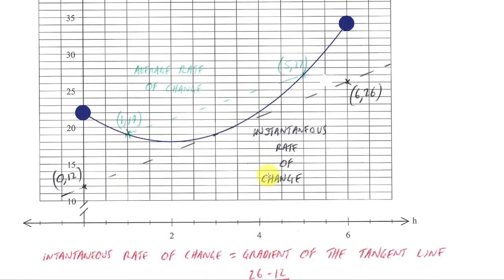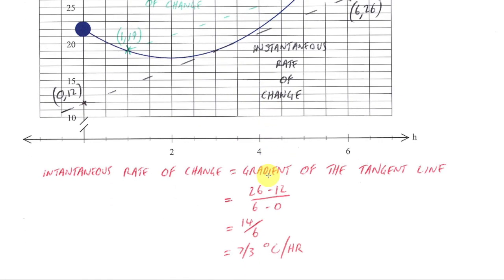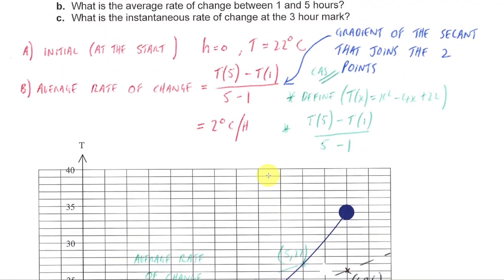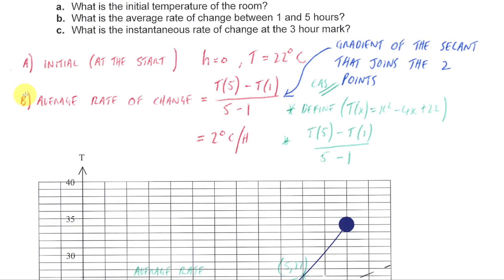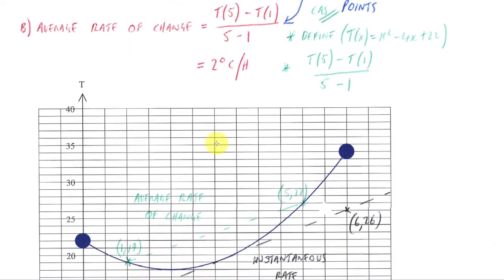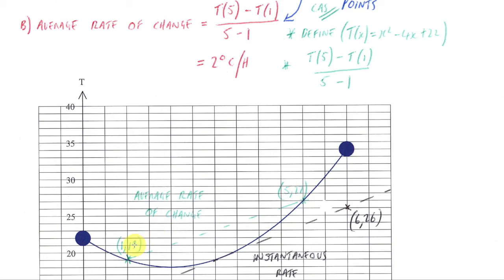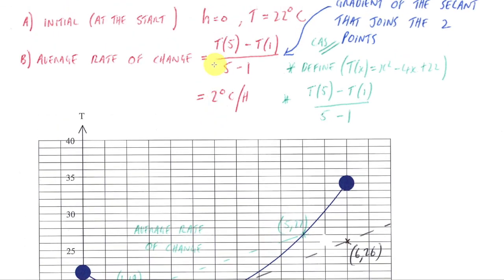So what does my calculation look like? Sorry, back this way. Average rate of change. As I said to you before, it'll be 27 take away 19 over 5 take away 1, or as I've done on my CAS calculator, to achieve a rate of change of 2 degrees Celsius for every hour that goes by. These are the steps of what I did on my CAS.